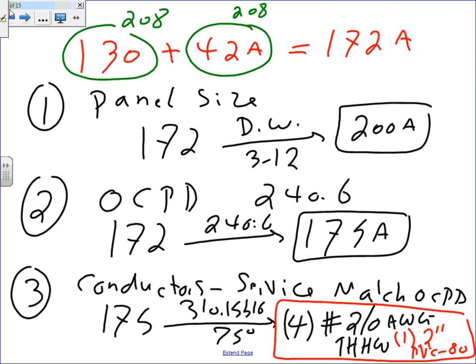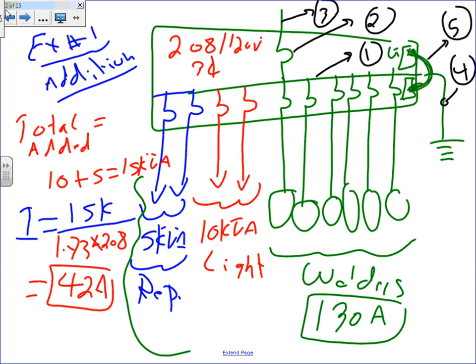Or easier, use a transformer for three different voltages? Yeah, you can do a transformer, no problem. Or easier, if this panel was 480, it's easier actually to start right here by dividing by 1.73 and dividing by 480. That will give you the receptacle amps at the 480 level. Okay.